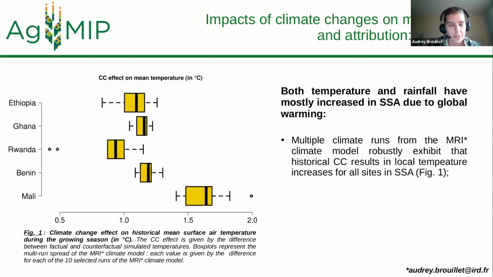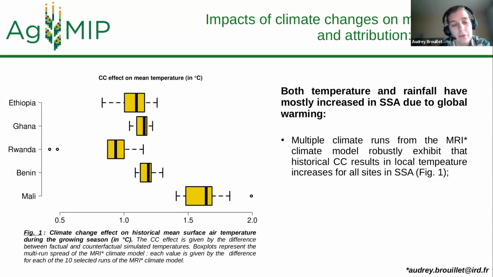So first, the results in terms of climate simulation, based only on the MRI climate model. On the left, what you can see is the climate change effect, so typically the difference between factual and counterfactual simulations. The climate change effect on temperature locally per sub-Saharan site, so Ethiopia, Ghana, Rwanda.